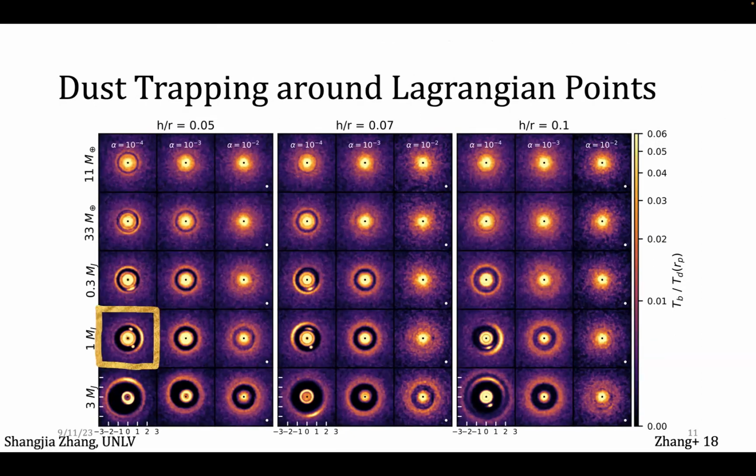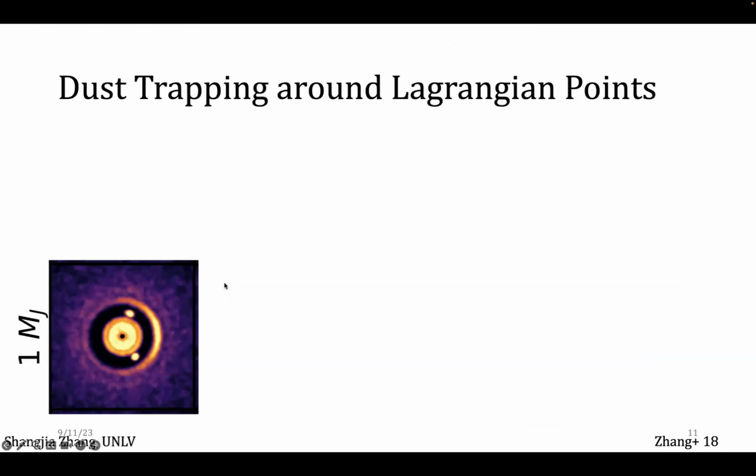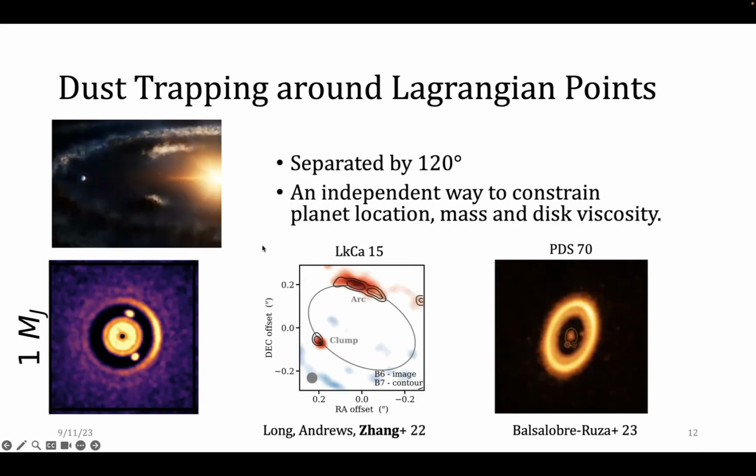And now if we just focus on part of these simulations, specifically those simulations with very low viscosity, alpha equals 10 to the negative 4, and the planet mass is around 0.3 to 1 Jupiter mass, you can see there are some clumps at the location of the planetary orbits. And they are exactly the horseshoe: the dust clumped at the Lagrangian points, L4 and L5, on the planet's orbit. And they are separated by around 120 degrees.